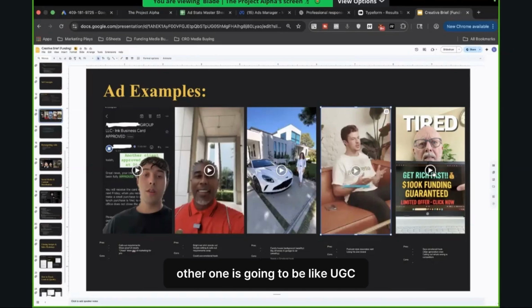The other one is going to be UGC, user-generated content, pretty much hired actors. This one on the right-hand side is a UGC ad. UGC is great because it really shows that you're building an empire, an actual corporation, an actual business. It's not just a solopreneur running it. So it does build a lot of trust, but it's not as trustworthy as the solopreneur showing off his face, because this could be anybody. Don't get me wrong, they still work very, very well.